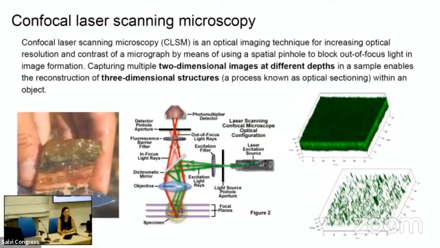Also, in this case, confocal laser scanning microscopy can give us information about the stratification of the microbial community in biofilms or mats. It's basically collecting two-dimensional images, and with this option called Z-stack, it reconstructs the three-dimensional image.